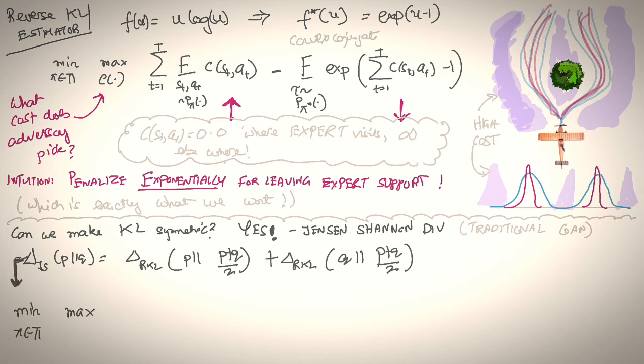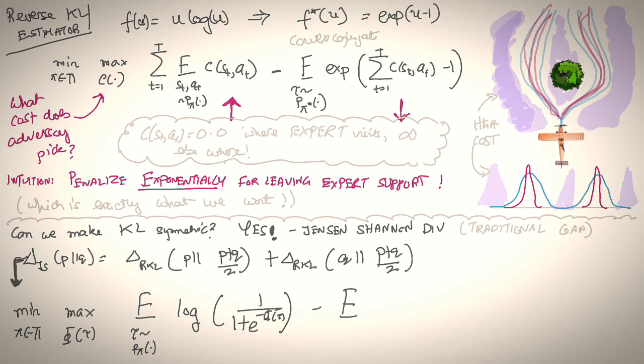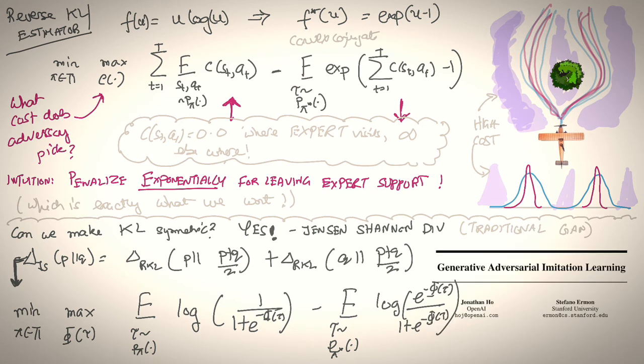And if you plug this back in, if you compute f, which looks a little complicated, and f star of u, and do a little bit of algebra, you end up deriving the loss function for a typical GAN. And in fact, there's a paper called GAIL that exploits this to compute policies that minimize JS divergences.